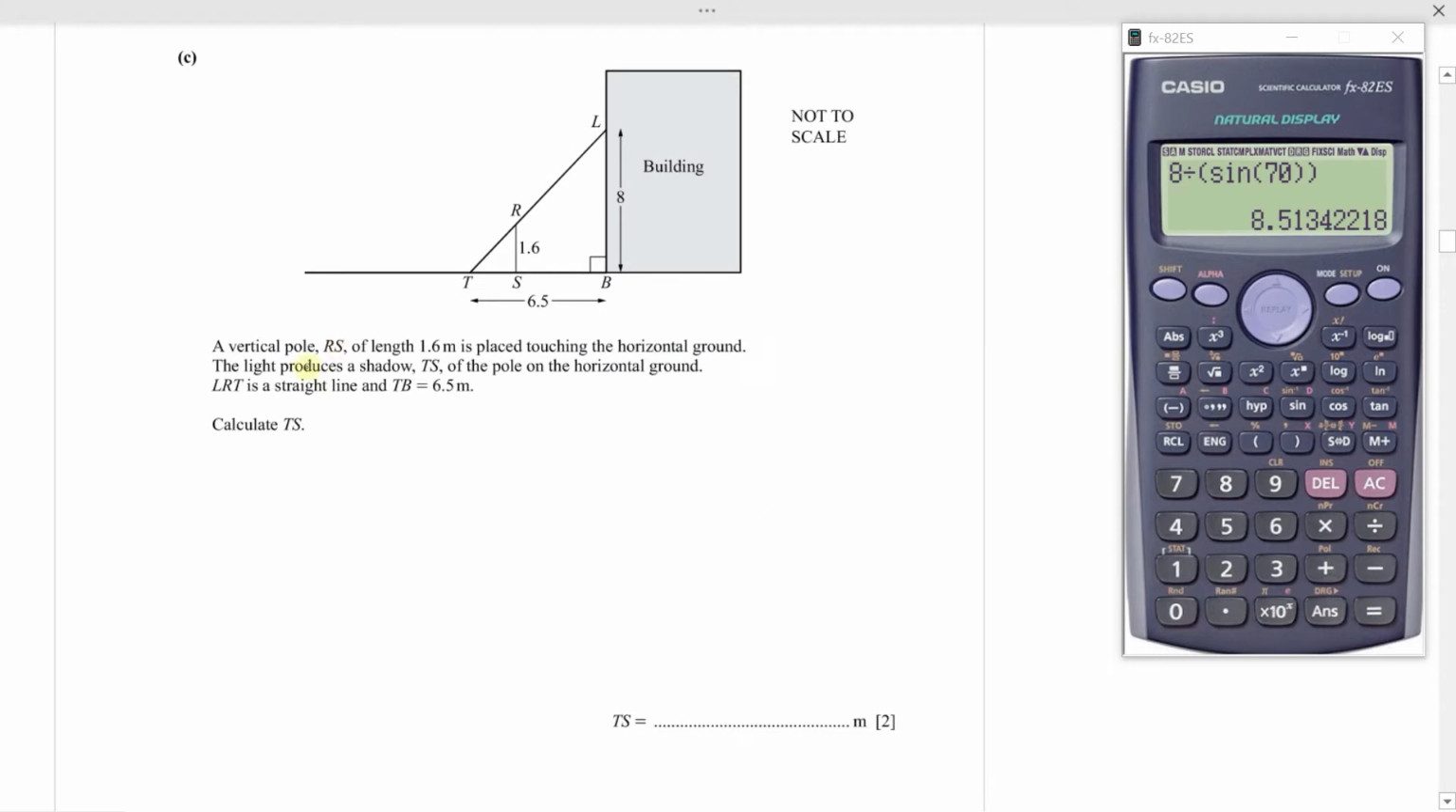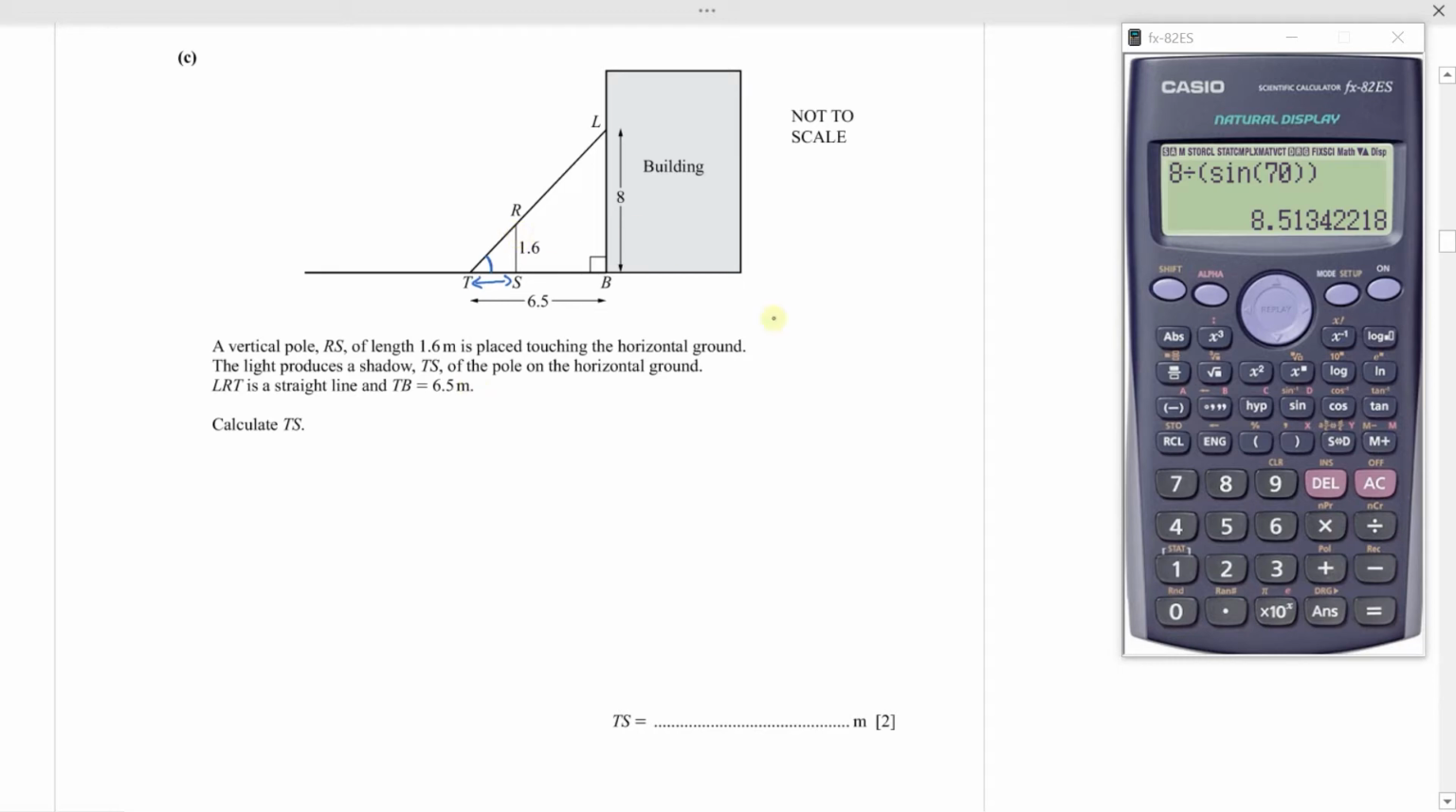Part C: a vertical pole RS of length 1.6 meters is placed touching the horizontal ground. The light produces a shadow TS of the pole on the horizontal ground. LRT is a straight line, and TB is 6.5 meters. Calculate TS. So TS is this length that we need to calculate. If you look, there are these two triangles RST and LBT. They have this common angle.